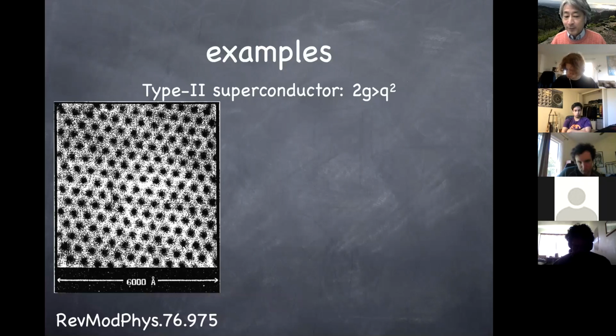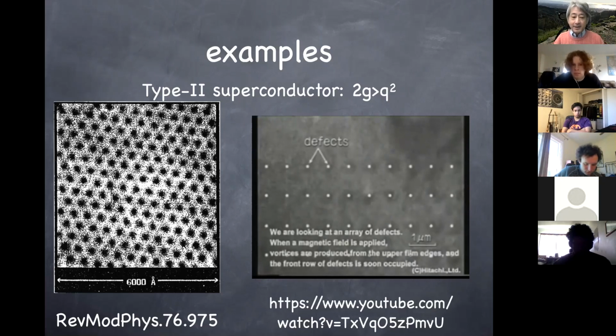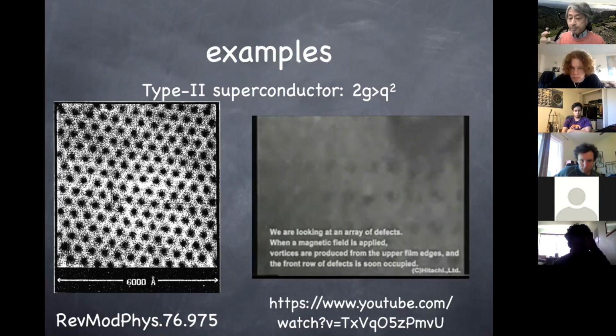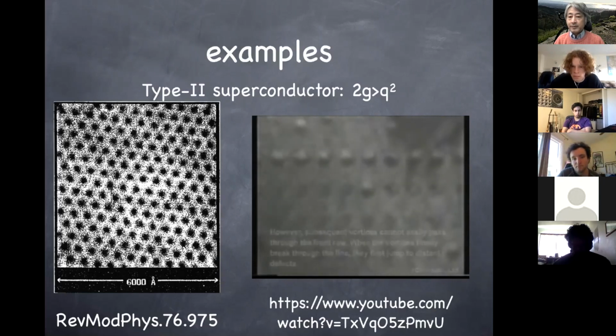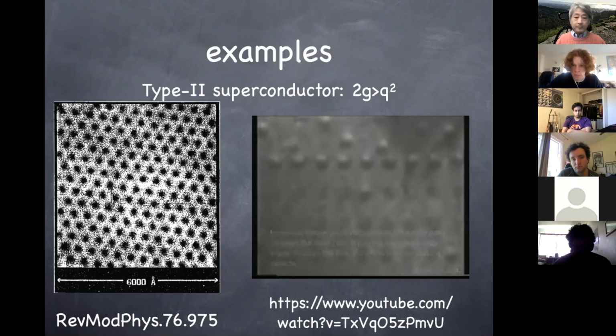The particle name is often made with "on", like electron, muon, right? A fluxon is a particle made of magnetic flux, hence fluxon. And here's one picture of it. We are looking at an array of defects. When the magnetic field is applied, vortices are produced from the upper film edges, and the front row of defects is soon occupied. However, subsequent vortices cannot easily pass through the front row. When the vortices finally break through the line, they first jump to distant defects.